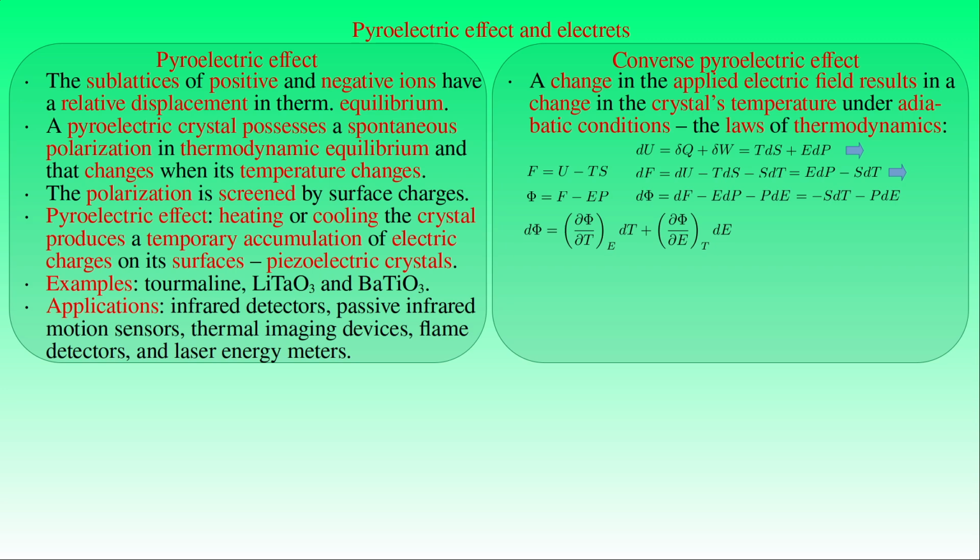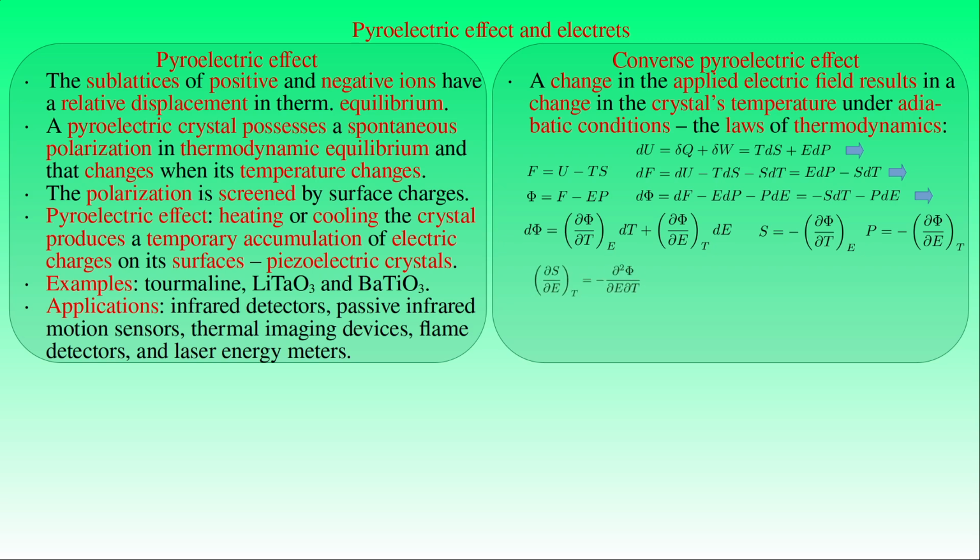By comparing the two equations derived for the differential of the potential phi, we can identify the entropy S of the crystal as the negative partial derivative of the potential phi with respect to the temperature T of the crystal at a constant field strength E applied to the crystal. Similarly, we can see that the magnitude of the polarization P of the crystal is equal to the negative partial derivative of the potential phi with respect to the magnitude of the field strength E at a constant temperature T.